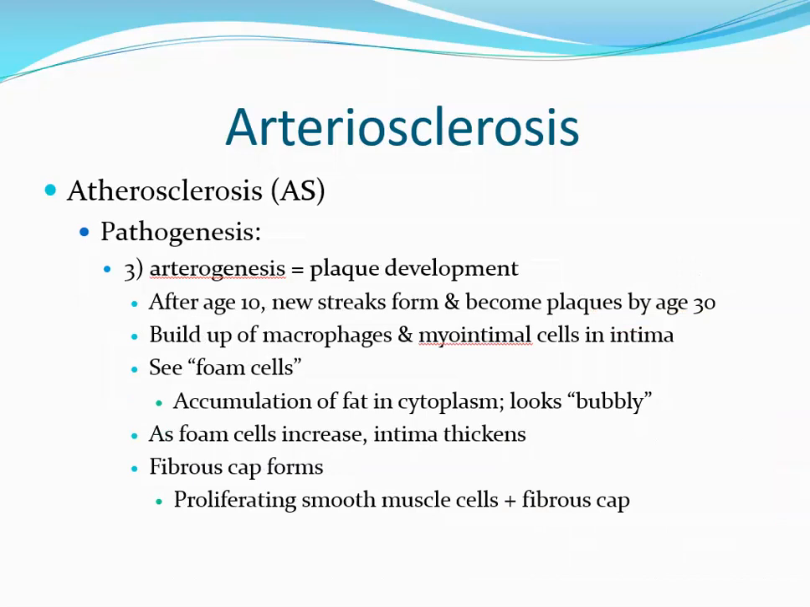Atherogenesis refers to the process of plaque development. After the age of 10, new streaks form and usually become plaques by the age of 30. These represent a buildup of macrophages and myointimal cells in the tunica intima. You will also see the development of foam cells. This represents the accumulation of fat in the cytoplasm of these cells, and this accumulation of fat will give the cells a bubbly appearance. As the number of foam cells increases, the intima becomes even thicker.